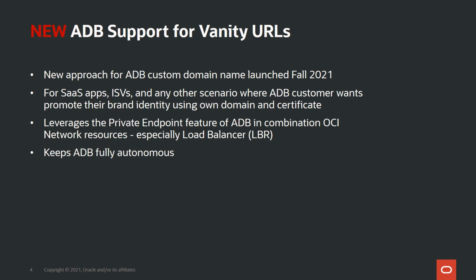And this new capability that we've just released leverages the Private Endpoint feature of Autonomous Database. This is an important feature for paid autonomous databases. It does require it be a paid instance. It is not present for the always free instances. But assuming you have a paid autonomous database instance, you can use this private endpoint feature in combination with some of the OCI network resources I mentioned, especially the load balancer resource, to create a vanity URL. And this approach keeps the stack autonomous.